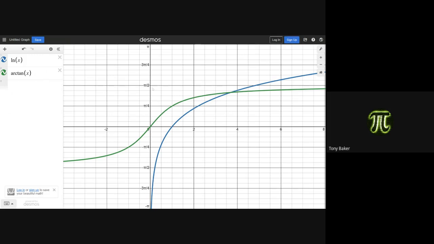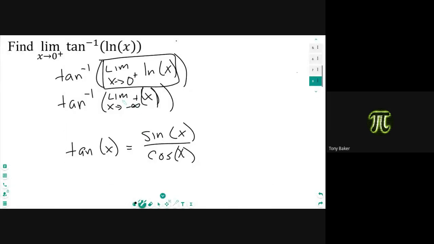As x gets closer and closer to 0, ln of x is getting closer and closer to negative infinity, correct? So I'm taking that information and it goes in there. That's where that limit as x goes to negative infinity comes from. Because as I'm getting closer and closer to 0, this is getting closer and closer to negative infinity. That's where that became that.